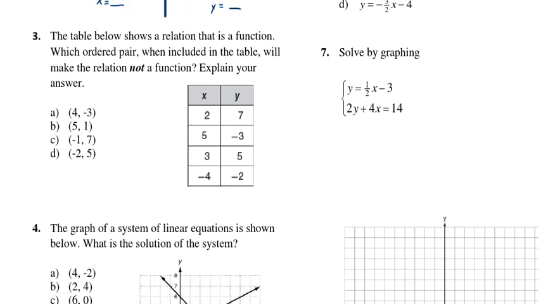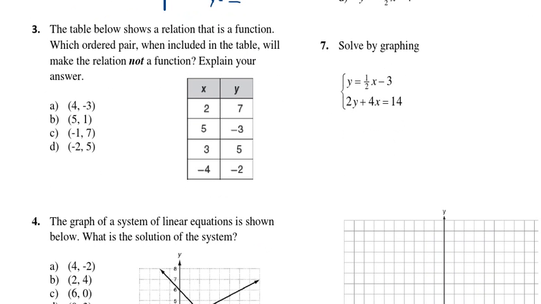In number 3, it says the table below shows a relation that is a function. Which ordered pair, when included in the table, will make the relation not a function? Explain your answer.